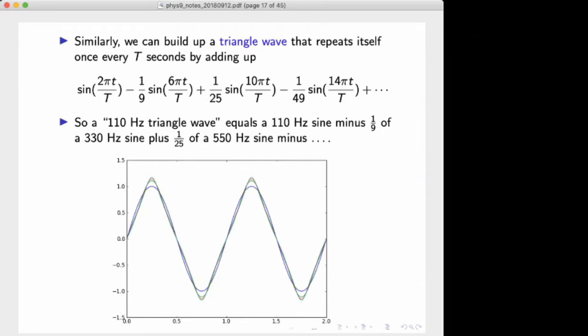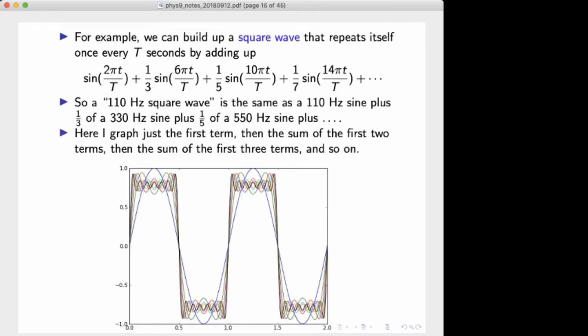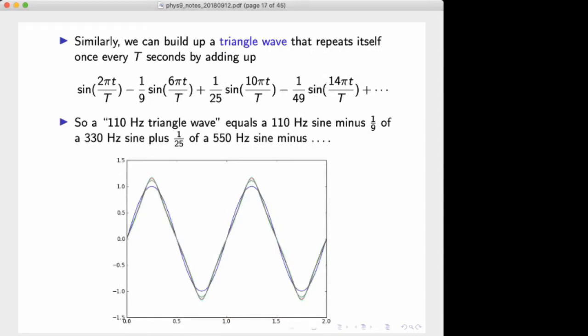In the case of the square wave, we had f, 3f, 5f, 7f, and the coefficients go like the harmonic series down to their single power, so like 1/3, 1/5, 1/7. In the case of the triangle wave, it's 1 and then the square of 1/3, and then the square of 1/5, and then the square of 1/7.